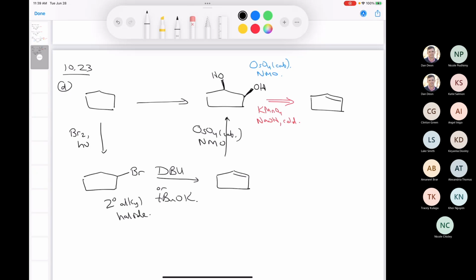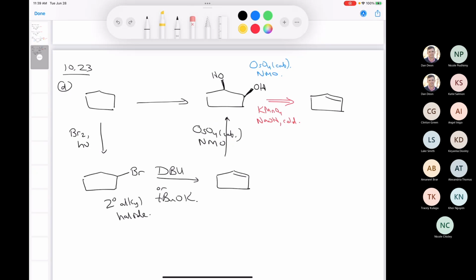All right, we looked at a couple other ways of doing that with osmium tetroxide in a stoichiometric amount, and then sodium bisulfite in the second step, or sodium sulfite in the second step. But that's not very popular because osmium tetroxide is so toxic that using a catalytic amount is the best choice if it's available to you.